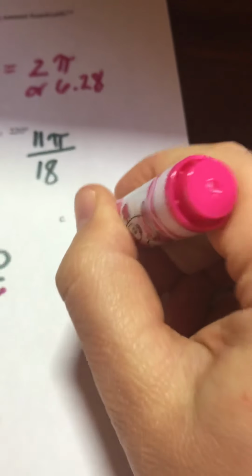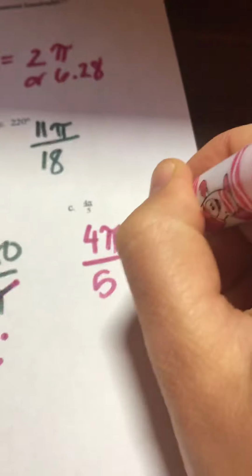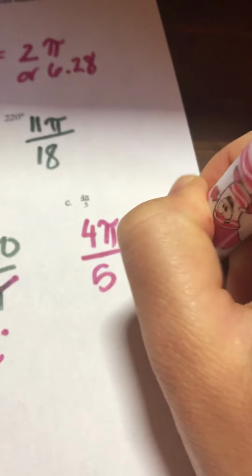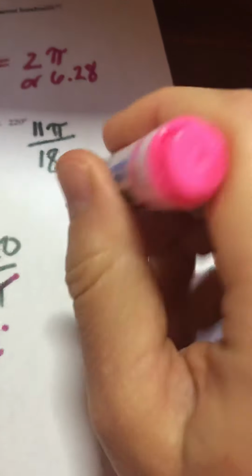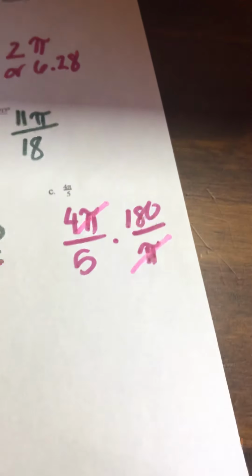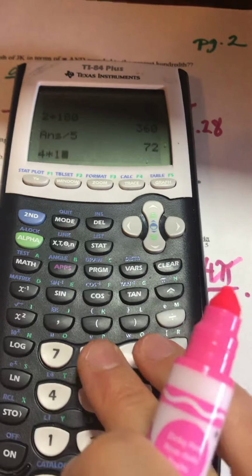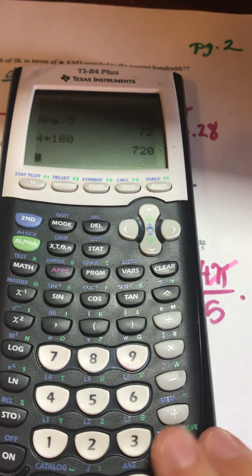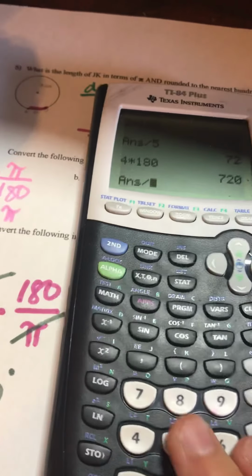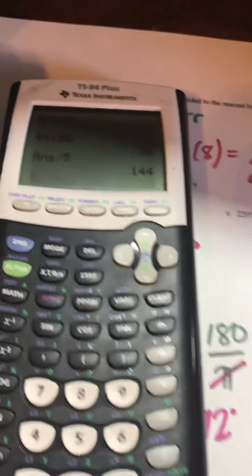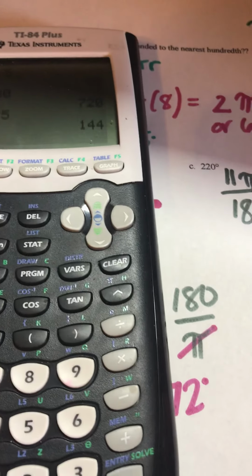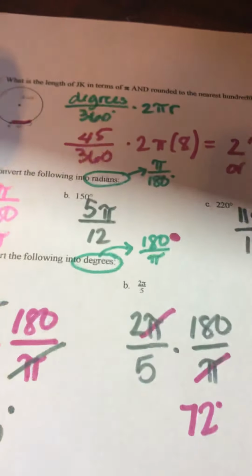Then, 4 pi over 5 times 180 over pi. Again, first thing first, I'm going to cancel out these radians. And then on my calculator, I'm going to do 4 times 180 divided by 5. And that's 144 degrees. Okay, that's it for circles.